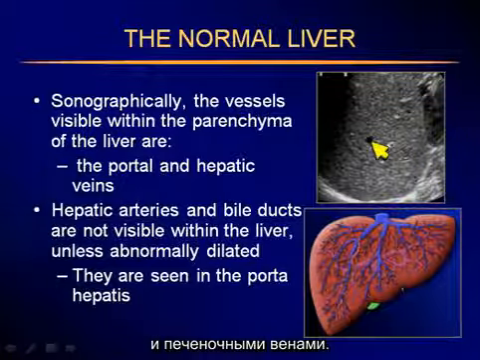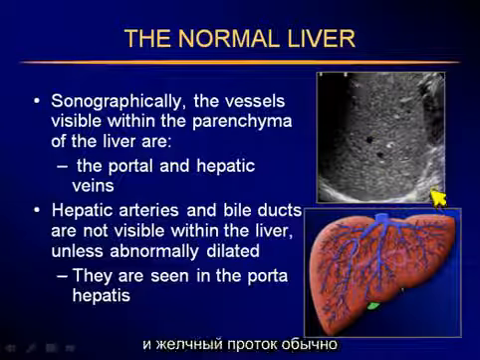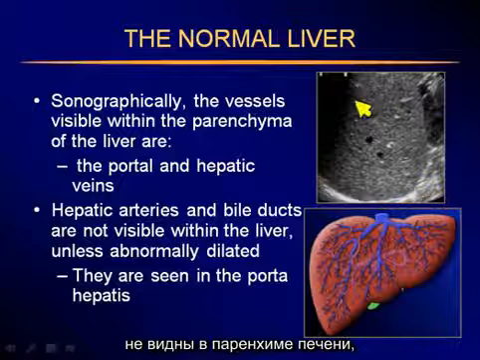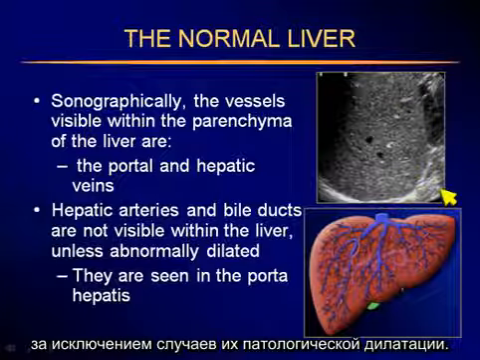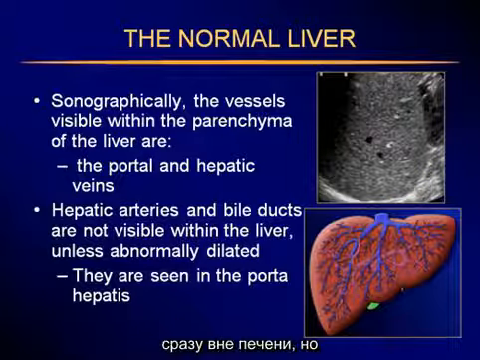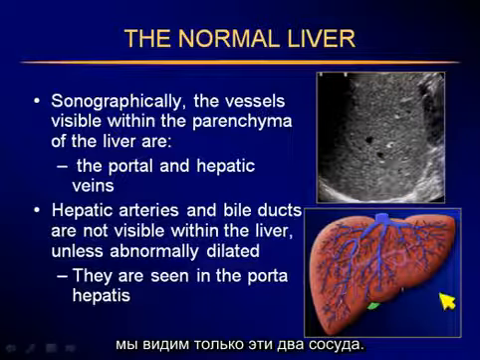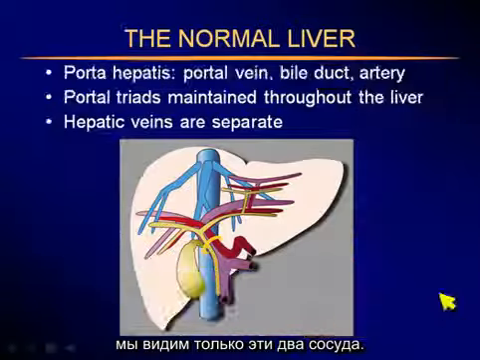walls and the hepatic veins. The hepatic arteries and the bile ducts typically are not visible within the parenchyma of the liver unless they are abnormally dilated. We can see them in the porta hepatis, which is just outside the liver, but as far as being inside the liver, we only see these two vessels.